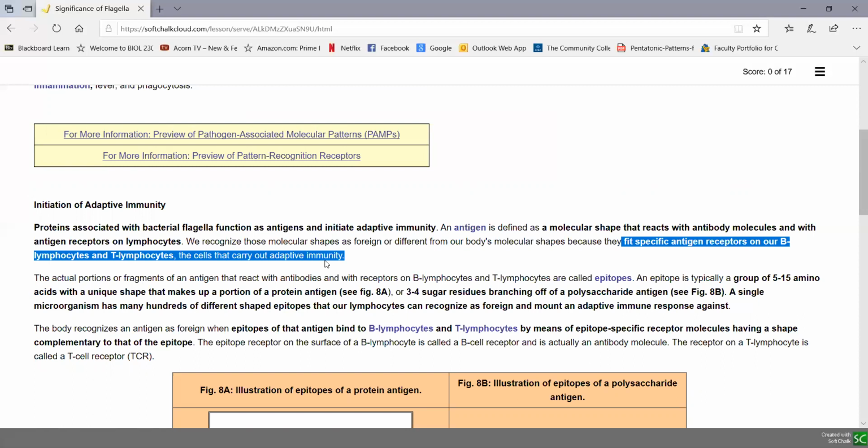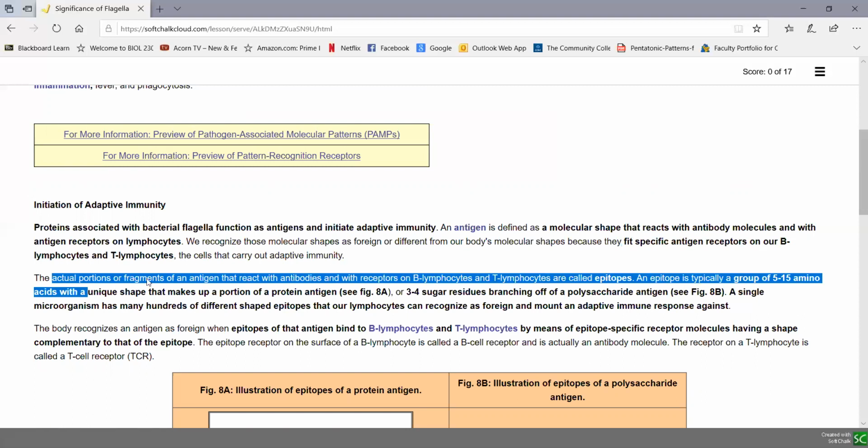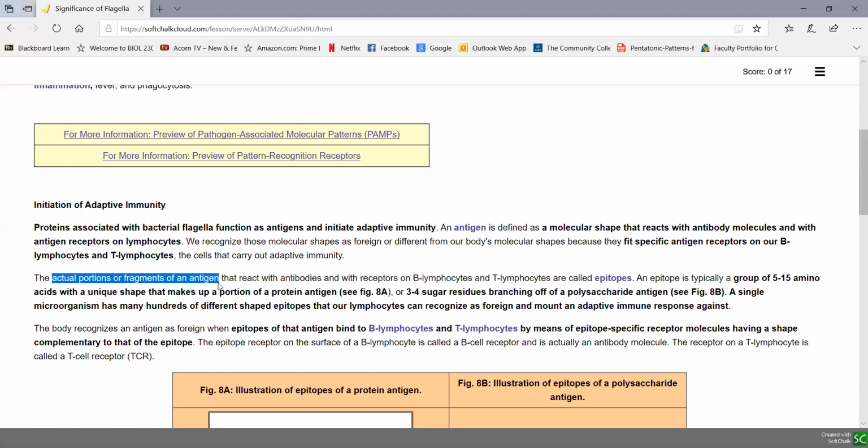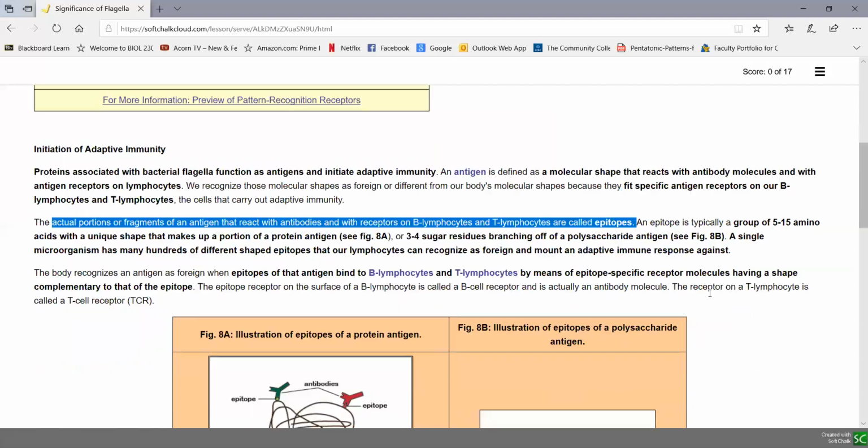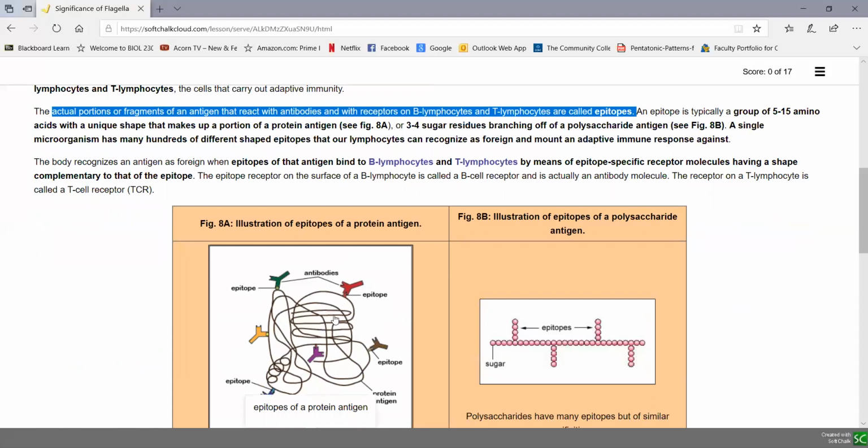But again, we don't recognize the whole antigen as foreign. We recognize little bits of it that have unique shapes. So the actual portion or fragment of that antigen that actually binds to an antibody molecule or binds to a receptor on a B or T lymphocyte, again, is called an epitope. And if that's a protein antigen, hundreds of amino acids, remember there are certain amino acids at different locations in different orders that have certain shapes.